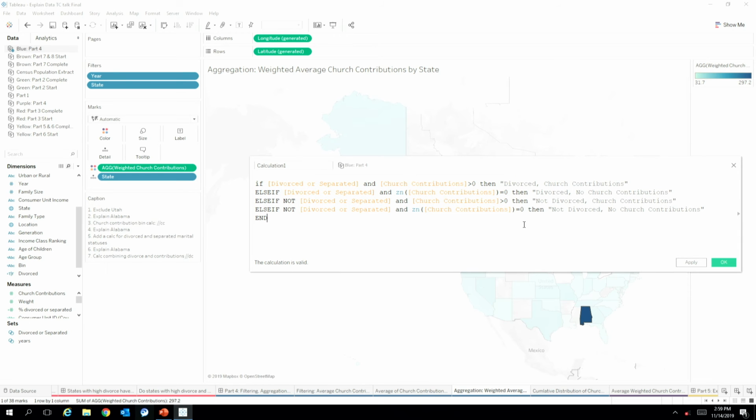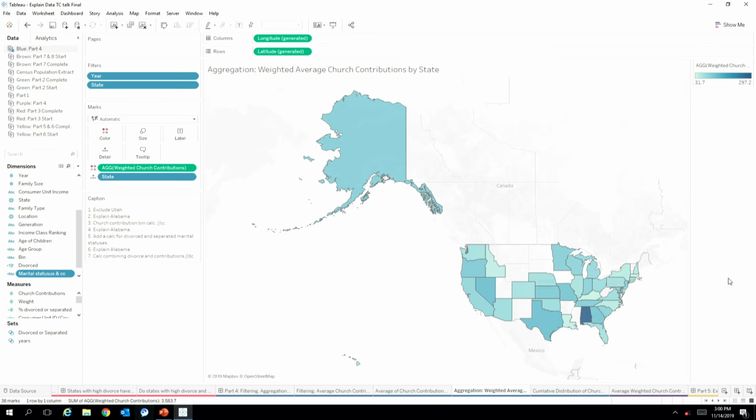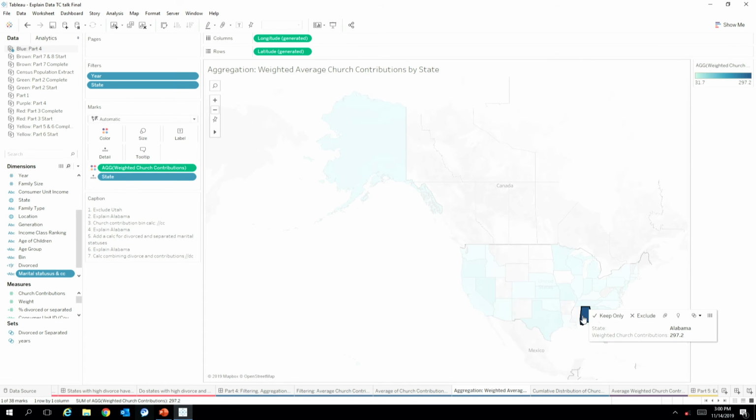And so here I've just added that calculation that was in that stacked bar chart we saw, breaking down whether people were divorced and making church contributions, et cetera. So let's call this marital status and church contributions. All right, so with this, let's now take that particular data point and explain it. And if you're wondering why this dialog box is taking a while, it is because there's, I think, over 1,000 fields in the underlying data source.